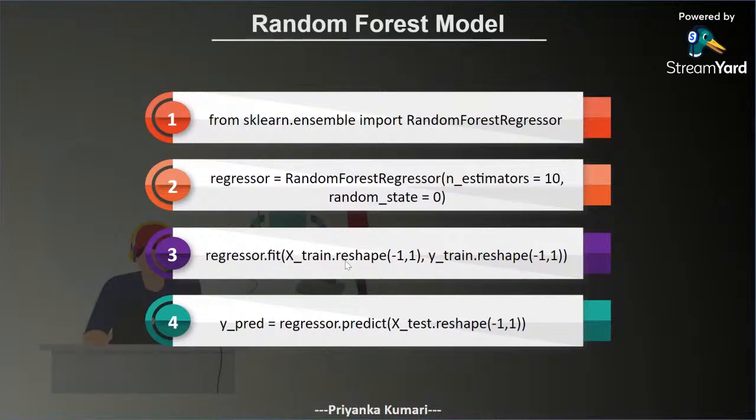And here you can see that we are reshaping it to -1, 1. You could do it without reshaping also, but here it is done by using the .reshape function, which usually changes the shape of the data set. And then we can use the .predict function to predict our result, and that result is stored in the y_pred variable.